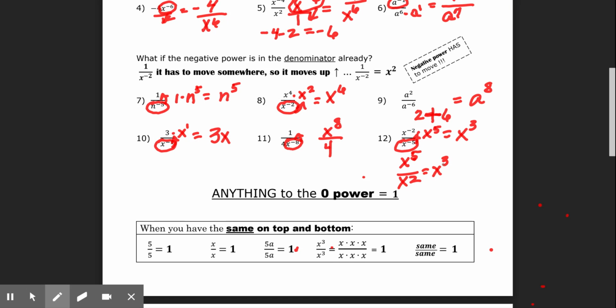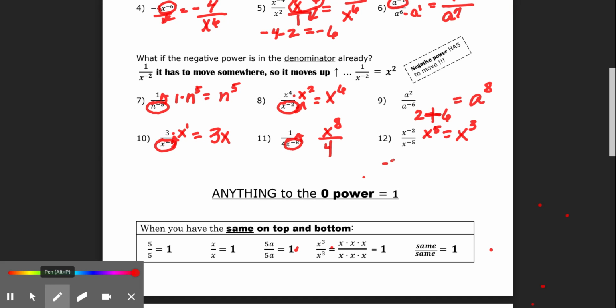And then one other way that you could do this, I'm going to go ahead and erase this, so that you can see another way. Another way is you could go ahead and, without moving the denominator, subtract the exponents. So you start with negative 2 in the numerator, subtract a negative 5. So minus a negative becomes a positive. So negative 2 plus 5 gives you the positive 3 that you had. So there are 3 different ways that you could work that problem out. All right, moving on to down below, it says anything raised to the 0 power is 1.